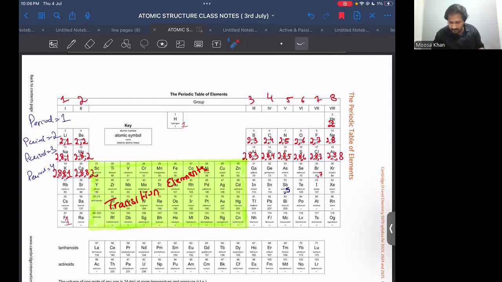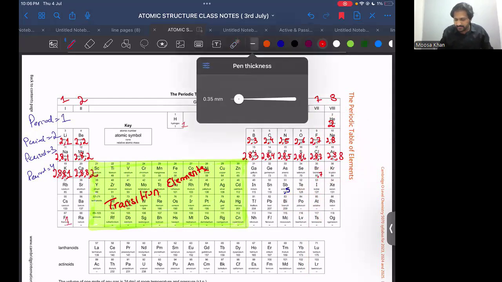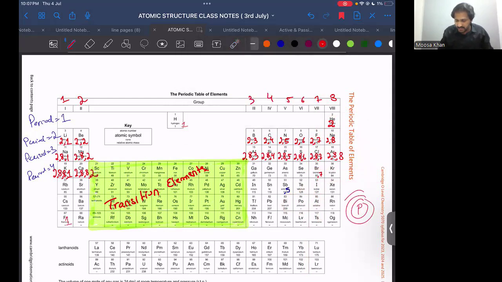Let's say if I'm talking about polonium. Polonium's atomic number is 84. You cannot make its electronic configuration, but you can tell that it must have 6 valence electrons. And do you know the period number of polonium? You can count. Period 1 is of helium, then period 2, period 3, period 4, period 5, period 6. Polonium is in period 6. It means it has 6 shells. If you draw the diagram of an atom of polonium, you should draw 6 shells.